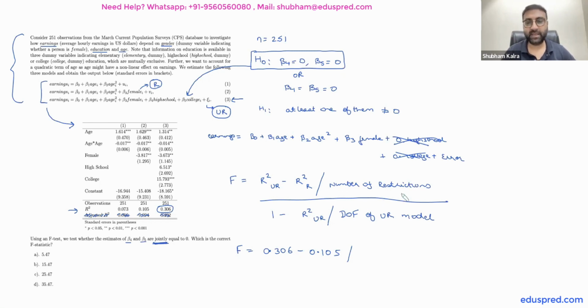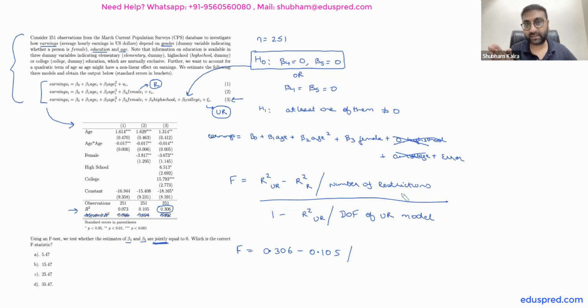How do we find it? Well, it's a very simple thing. To calculate your number of restrictions, you just have to count the number of equal to signs in your null hypothesis. Let me repeat this again. The number of restrictions are the number of equal to signs that you see under the null hypothesis.